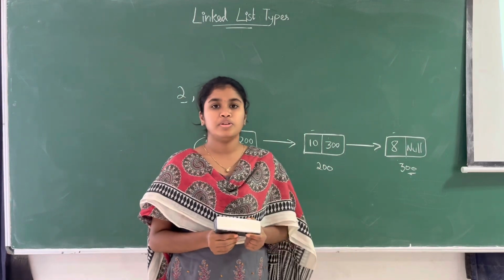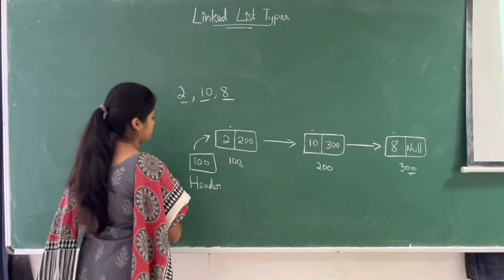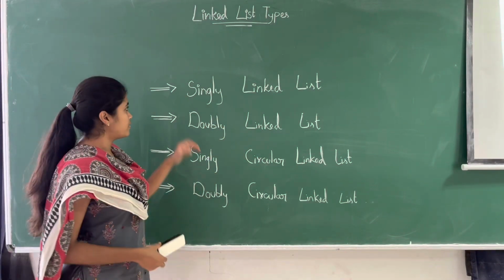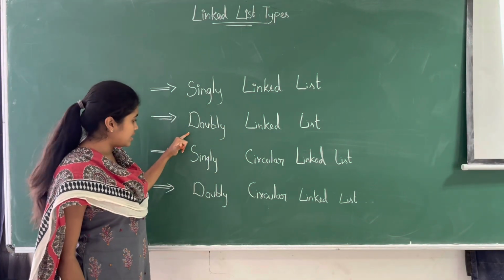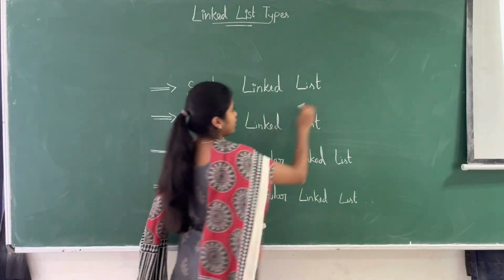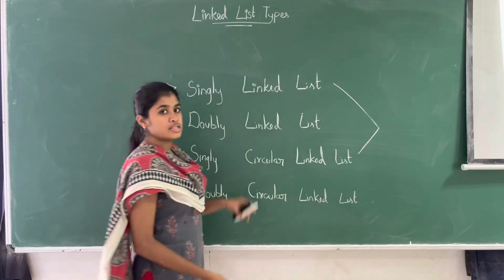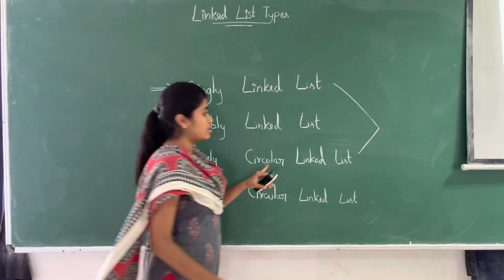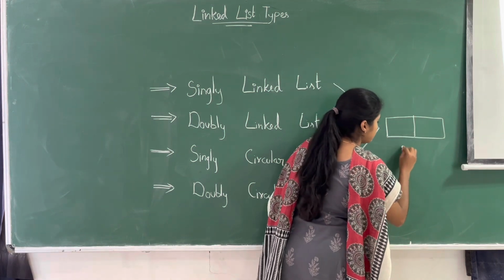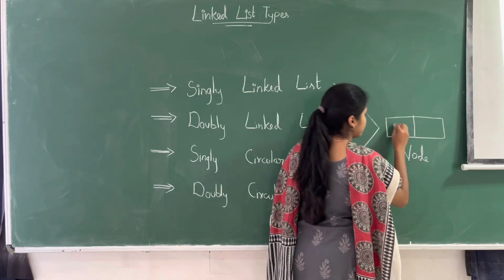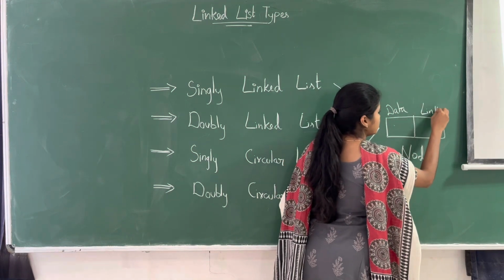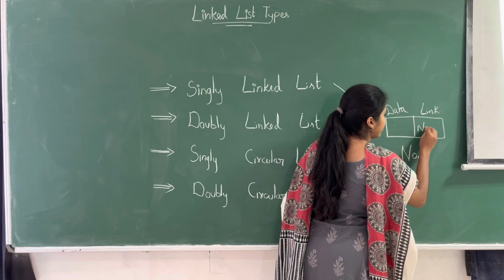Now we look into different types of linked list. There are totally 4 types in a linked list. First is the singly linked list, then doubly linked list, singly circular linked list and doubly circular linked list. In these two cases, singly and singly circular linked list, a node takes 2 parts. As we have already discussed, this part is the data part and this part is the link part, which contains the address of the next node.